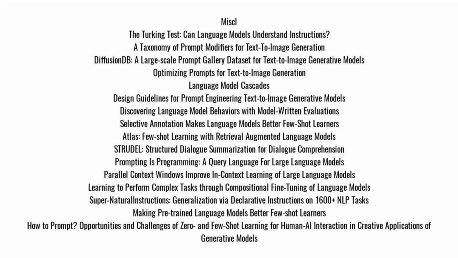DiffusionDB, a large-scale prompt gallery dataset for text-to-image generative models. Optimizing prompts for text-to-image generation. Language model cascades. Design guidelines for prompt engineering text-to-image generative models. Discovering language model behaviors with model-written evaluations. Selective annotation makes language models better few-shot learners. Atlas, few-shot learning with retrieval augmented language models.